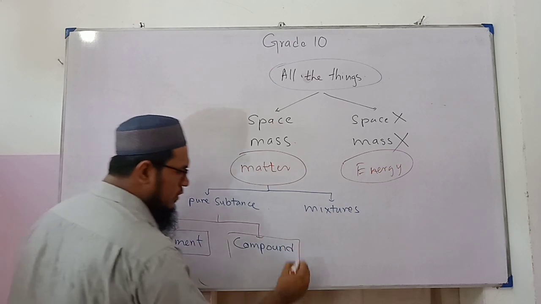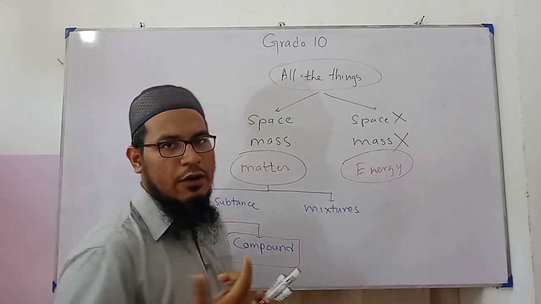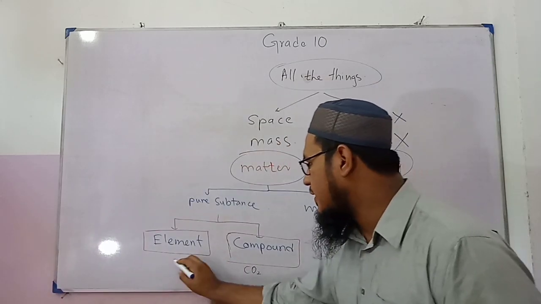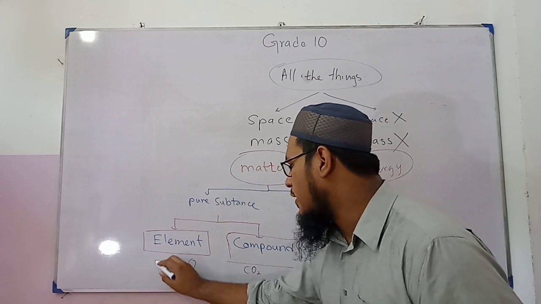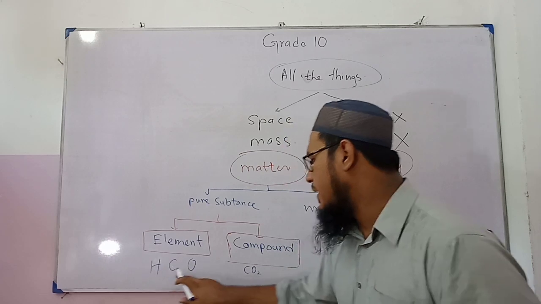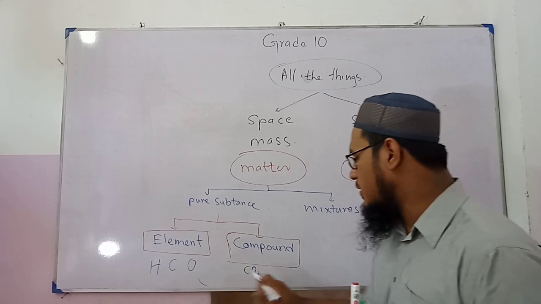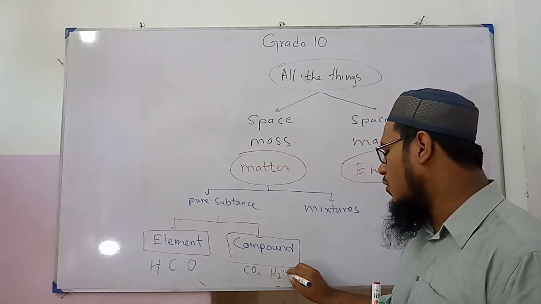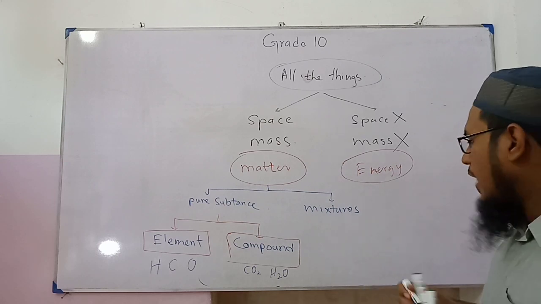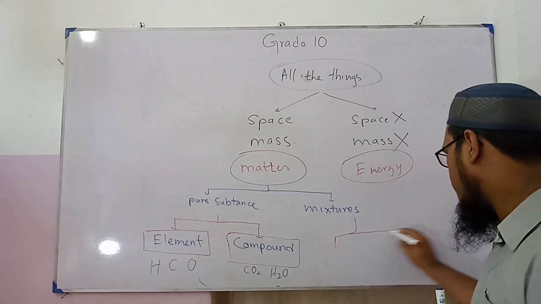Under compound, two or more atoms join together. For example, carbon and oxygen will join to form carbon dioxide, CO2. C is an element, O is an element, H is an element. C and O will join to form a pure compound, carbon dioxide. Hydrogen and oxygen will join to form H2O, water, a pure compound. Likewise, mixtures also can be divided into two.